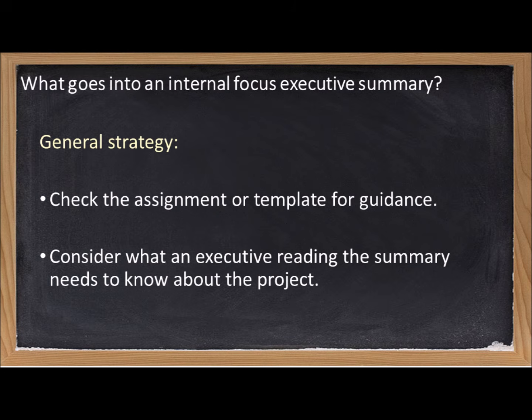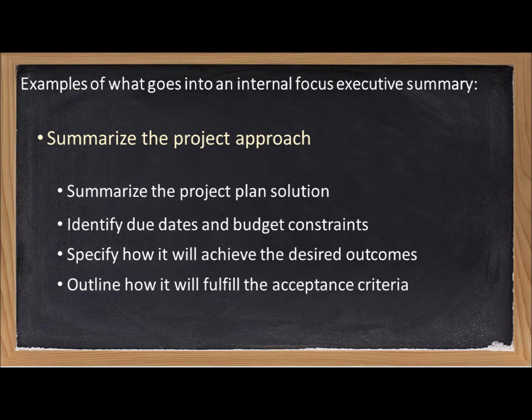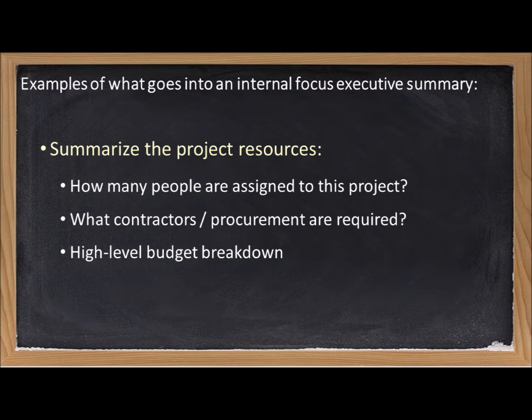Thinking about what you would consider key information from the project plan will help you focus on what should be summarized. Some good information candidates for the executive summary would include a summary of the general approach to the project, indicate any externally imposed constraints such as due dates and budget limits, indicate how the project will fulfill its acceptance criteria. You may also feel that it is important to summarize the resources that the project will utilize, or give a high-level summary of the project budget.